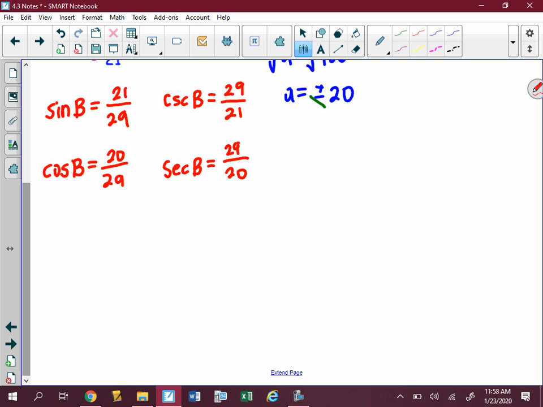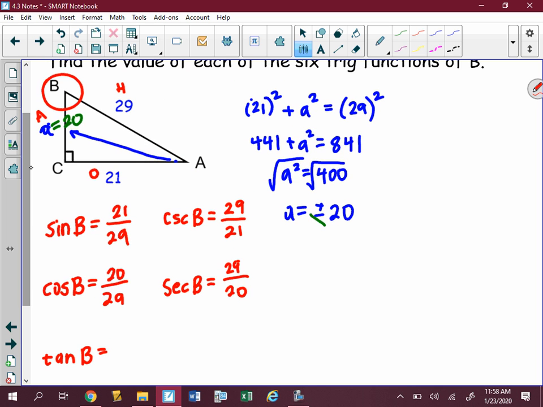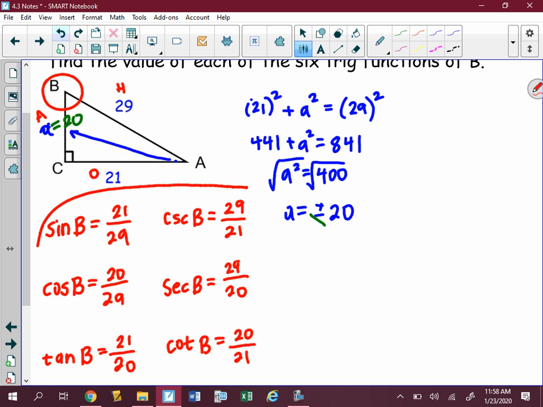So sine, cosine, then we're to tangent. So tangent is opposite over adjacent. So what do we get there? 21 over 20, good. And the reciprocal of tangent would be cotangent. So that would make it 20 over 21. That's it? That's it. That's all it wants there.